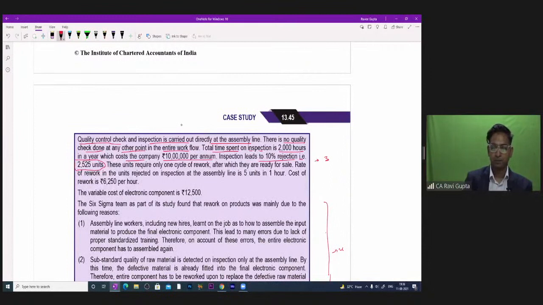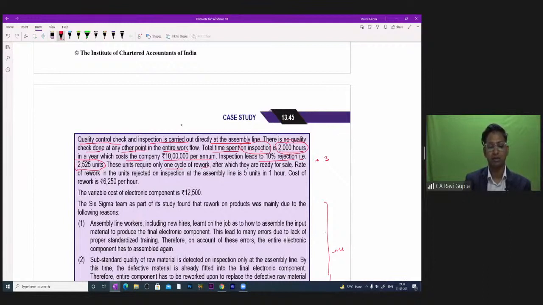Right. So they have to spend 2,000 hours on inspection, which costs rupees 10 lakh per annum. So the inspection cost is 10 lakh rupees per annum. Inspection leads to 10% rejection of 2525 units. These units require only one cycle of rework, after which they are ready for sales.